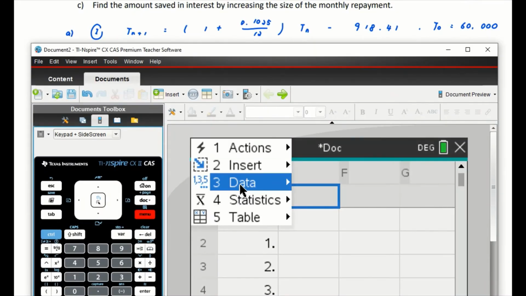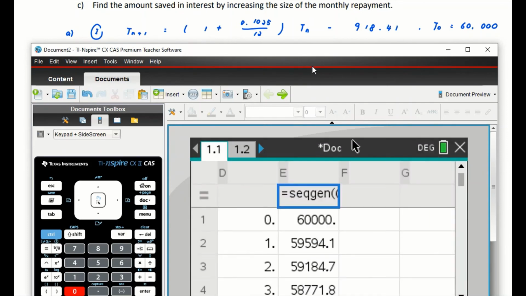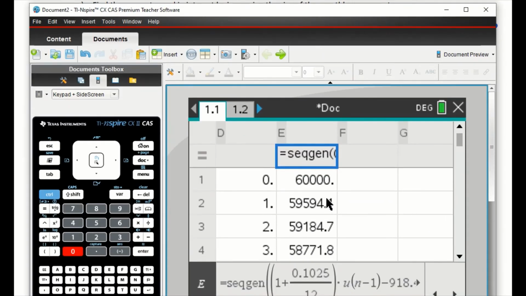Alright, so menu, data, generate sequence. So you do not need to simplify this straight away, put this in a calculator. So remember brackets, 1 plus bracket 0.1025 divided by 12, close the bracket, another bracket because you want to close the whole thing. Then after that, multiply by U(n-1) and then minus 918.41, and the initial term here is 60,000. Alright, so just tap all the way, then just press OK, then you'll be able to see the sequence here.